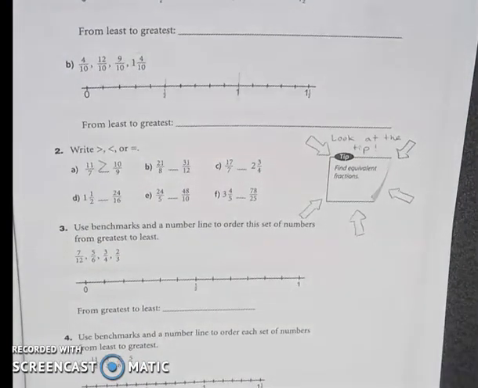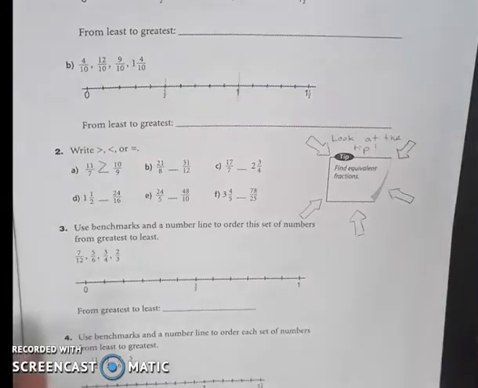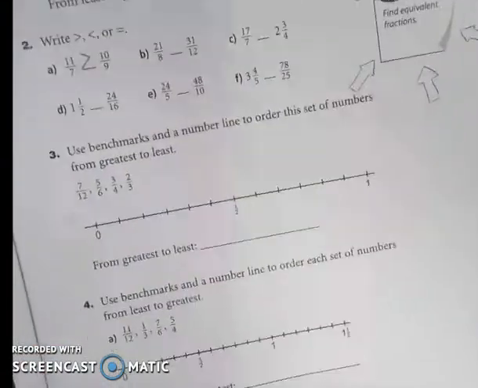All right, the next one is use benchmarks on a number line in order to order this set of numbers from greatest to least. I will do number 4 with you. It's the same question, but a little bit harder to set. Okay, so let's go in a little bit closer.